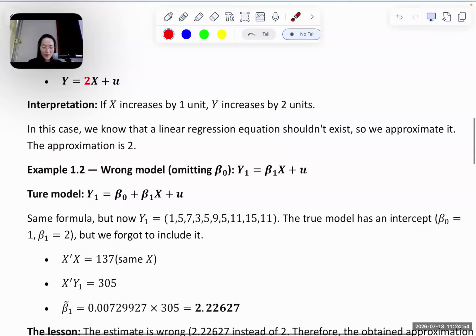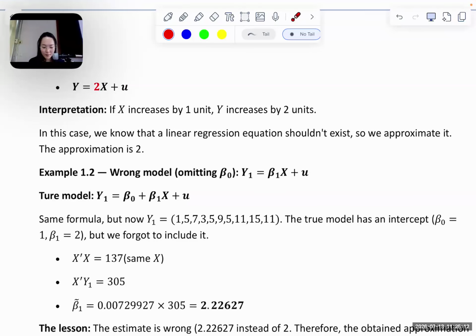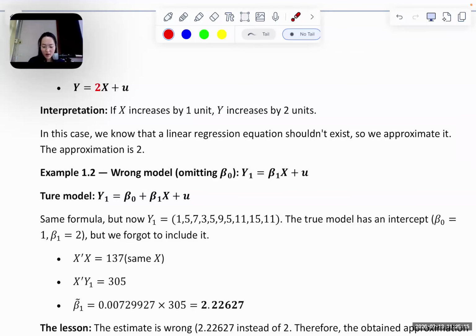All right. Next one. Suppose we have our wrong model. So we're omitting beta 0. So y1 equal beta 1x plus mu, but the true model is with the intercept, y1 equal beta 0 plus beta 1x plus mu. Same formula, but now y1 equal those numbers. The true model has the intercept, which is beta 0 equal 1, beta 1 equal 2. But we forgot to include the beta 0, all right?